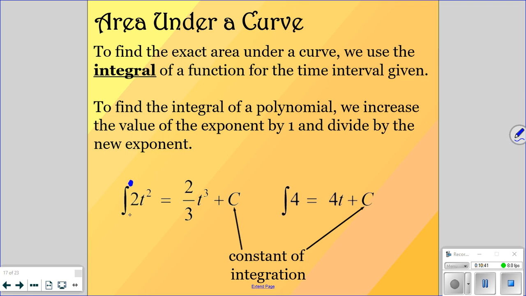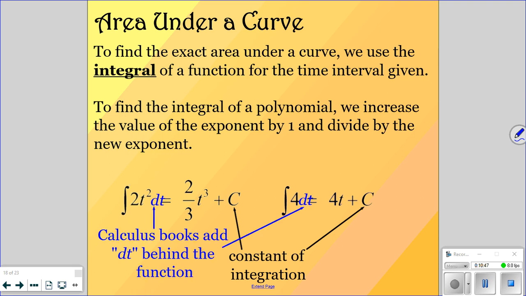But again, when you have a number here and here, you're going to use those and you won't have the constant of integration. In calculus, they put a dt behind the function because that means that we had taken the derivative with respect to t, so that means that t is our variable. So pretty often they'll put the dt in your problems. I do want you to get in the habit of putting the dt or dx or whatever variable we're dealing with.